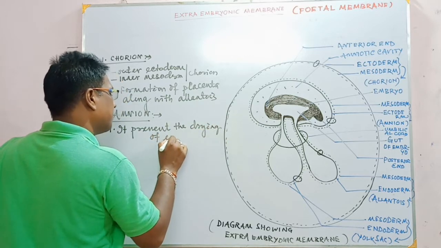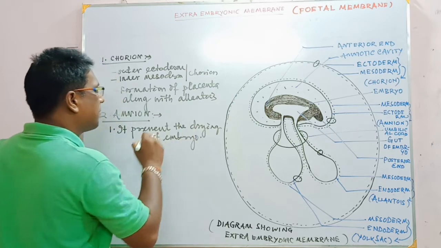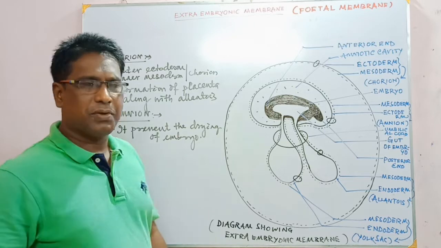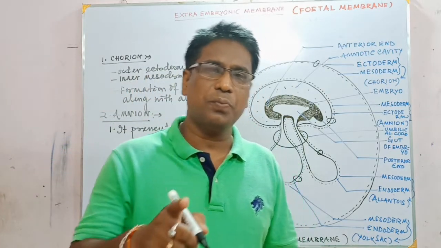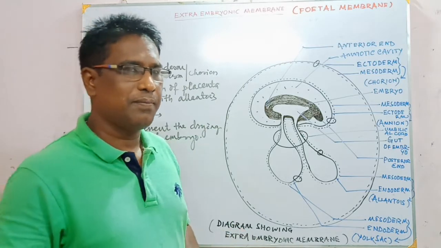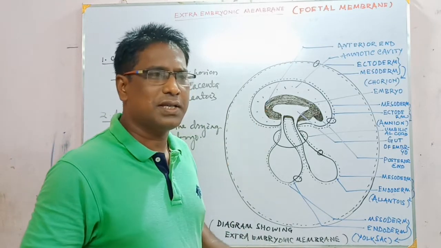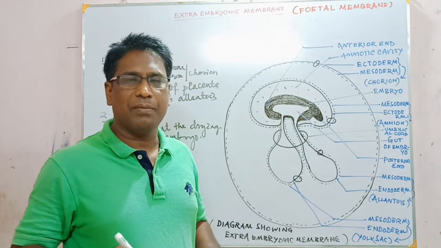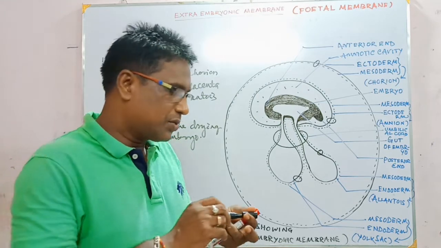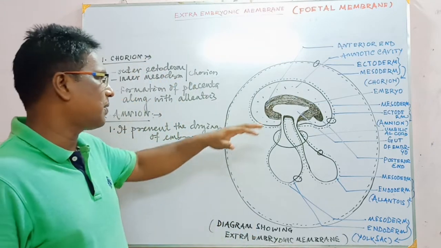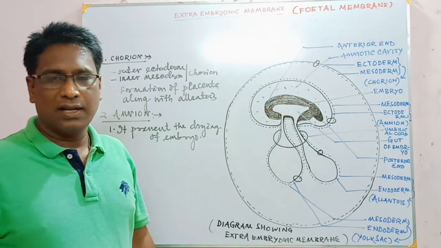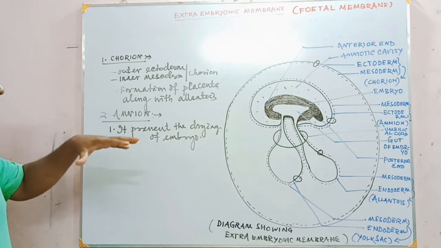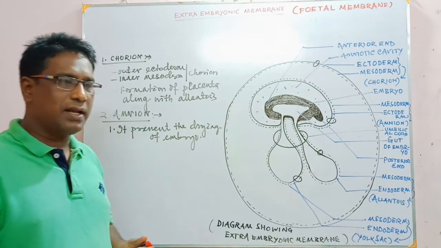Drying of embryo. So it prevents desiccation. You can also say the embryo is prevented from desiccation or drying due to the presence of that amniotic fluid. Students, that amniotic fluid is secreted from the embryo proper as well as the extra-embryonic membrane amnion. So its first function is to prevent desiccation or drying of the embryo.